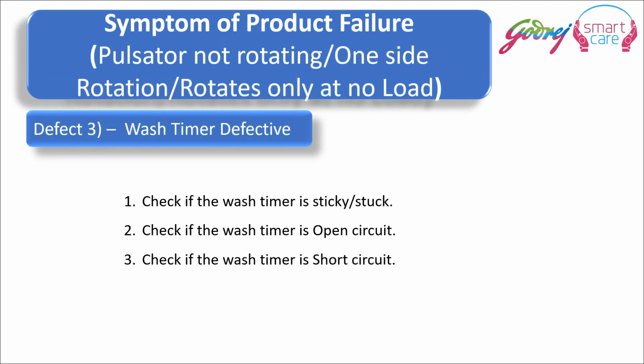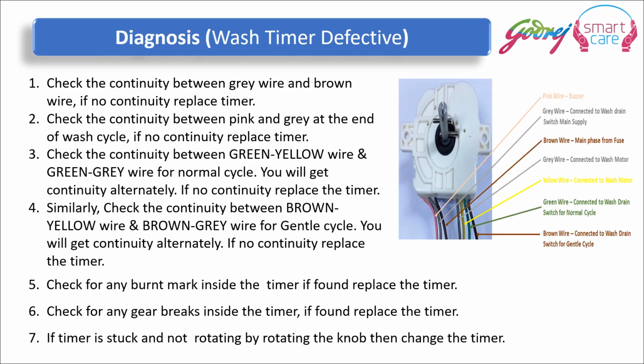In case of wash timer defect, we have to check if the wash timer is sticky or stuck, if the wash timer is open circuit, and if the wash timer is off. To check the wash timer, we have to check the continuity between the gray wire and the brown wire. If there is no continuity, we have to replace the timer. We have to check the continuity between pink and gray at the end of the wash cycle. If no continuity, we have to replace the timer. We have to check the continuity between green and yellow wire and green and gray wires for the normal cycle.